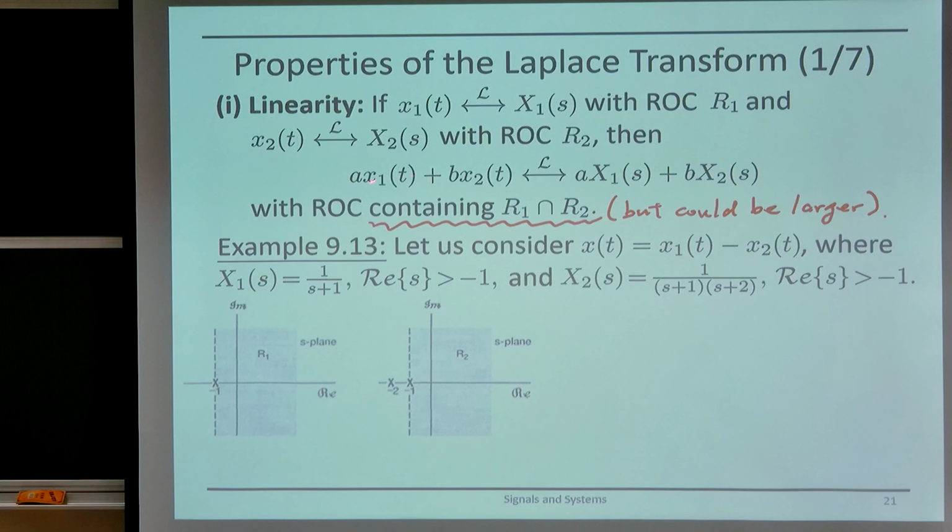So by observing this, you'll find that if I take a linear combination of x1 and x2, which is what we get here, then the Laplace transform of x of t should be the linear combination of the Laplace transform of x1 and the Laplace transform of x2. And the region of convergence should at least be the intersection of these two, which is the same.